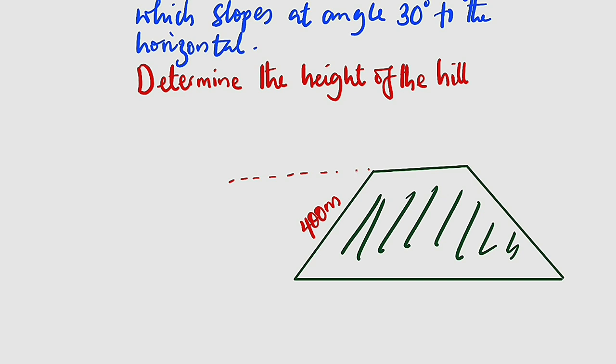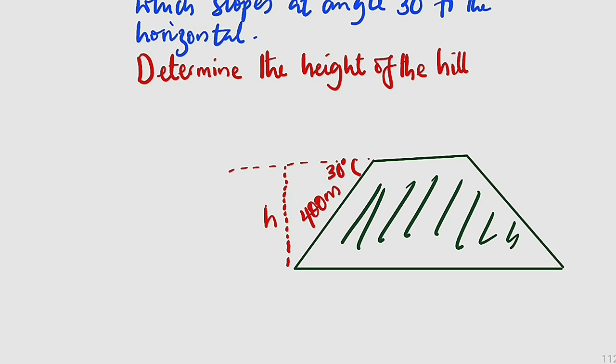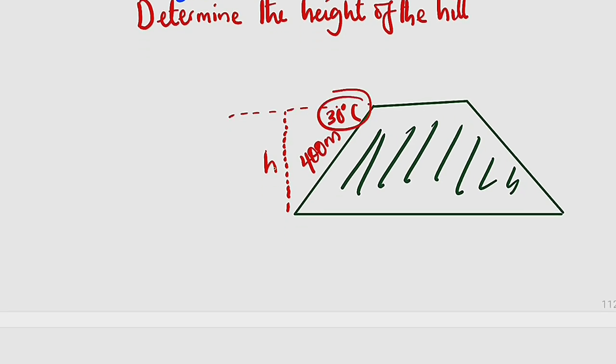So this is 30 degrees. And let me cut it like this. Remember, we are looking for the height. This is the height, right? So if you look at this angle, the height is opposite to it. And this is our hypotenuse, which is the inclined surface.